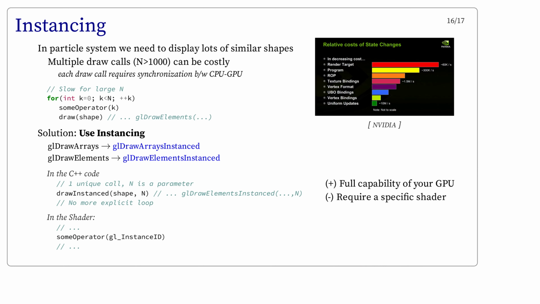Using instancing in principle is very simple. It just moves the loop inside the GPU in a way, and this allows us to use the full computational capability of the GPU without losing time with synchronization between CPU and GPU for a large number of objects. However, if you have complex operations to do for each particle, these are to be done in a specific shader when possible.